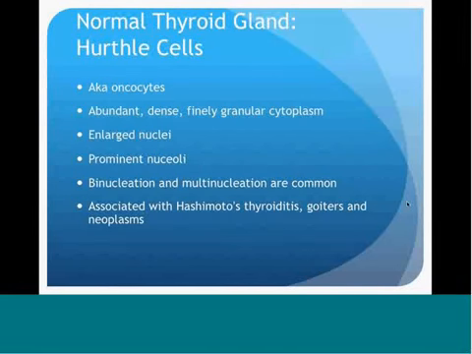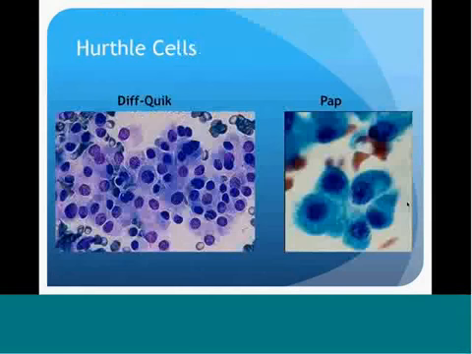You can also see them most commonly associated with Hashimoto's thyroiditis, but you can also see them as metaplastic in nodular goiter, as well as Hürthle cell neoplasms, which of course are not normal. Those are neoplastic, and those would be a category 3 or a category 4 even. This is what Hürthle cells look like.